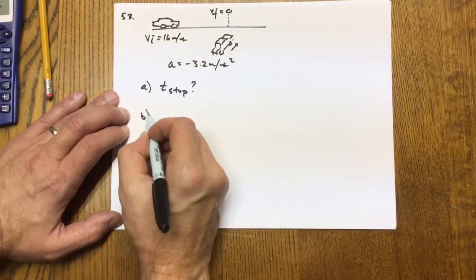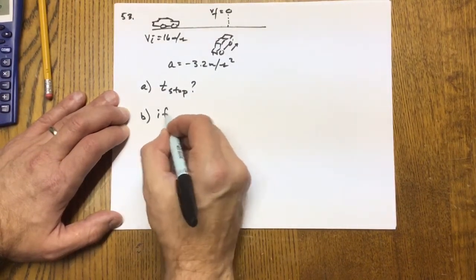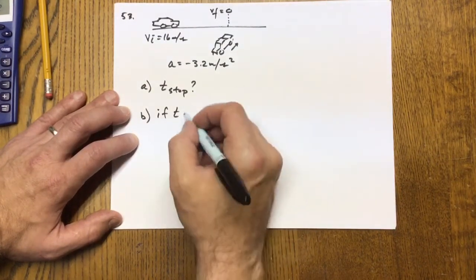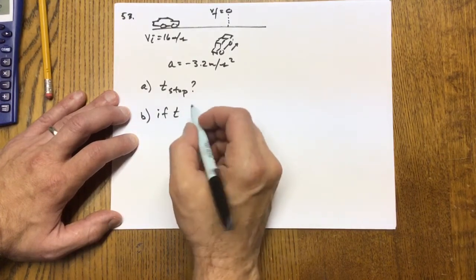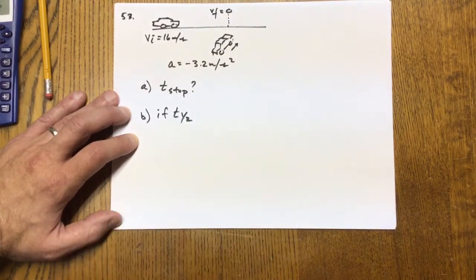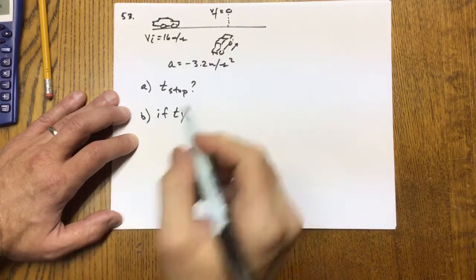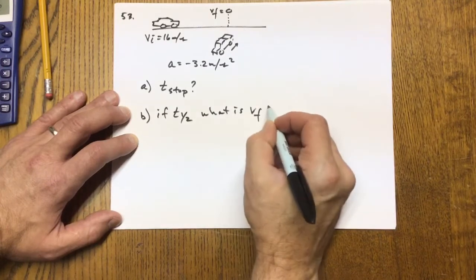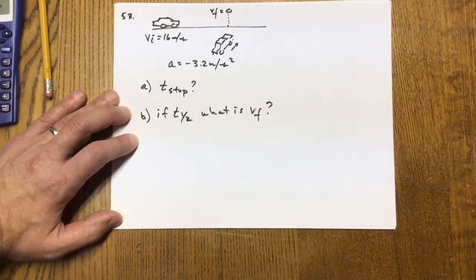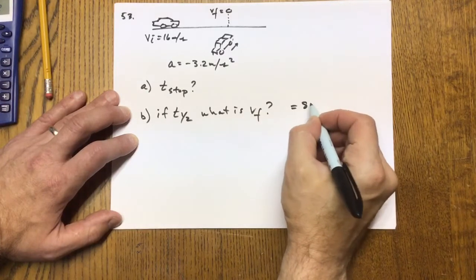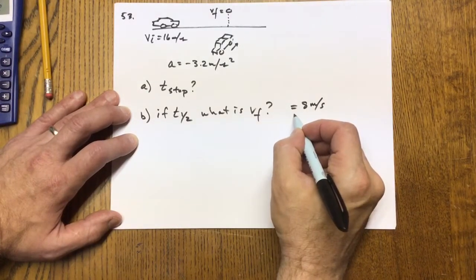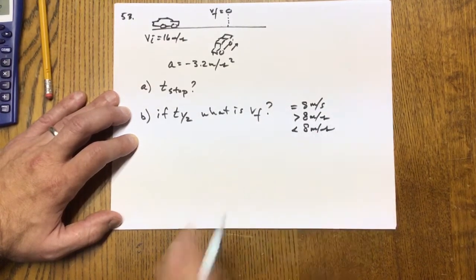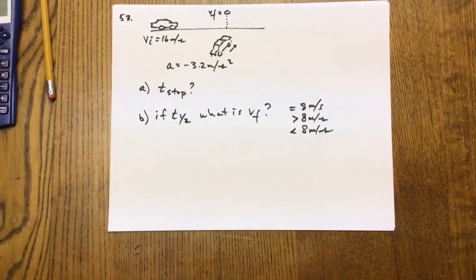Part B says, if your time in stopping was half, so if you're at half the time required to stop from part A, what is your current speed? What is that final velocity? Is it equal to 8 meters per second? Is it greater than 8 meters per second? Is it less than 8 meters per second? It'll be one of them, right? Part B says, okay, calculate it.